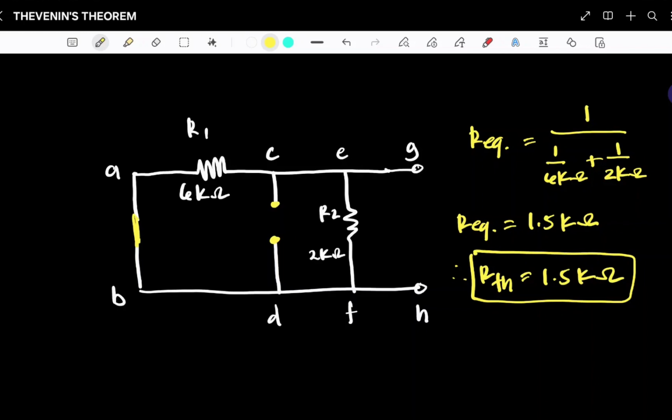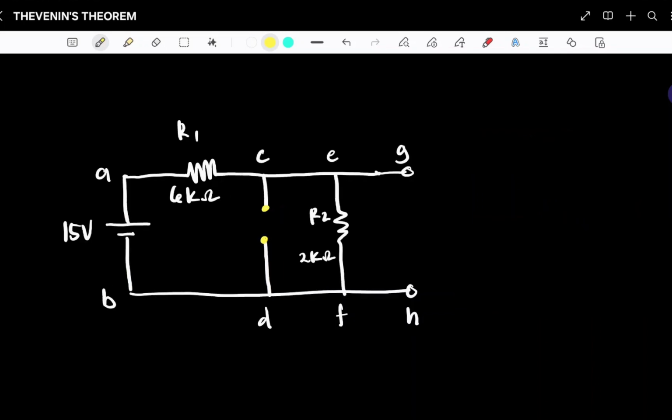Next step is to find the Thevenin voltage across the open terminals G and H. To find the Thevenin voltage, we use superposition theorem. The Thevenin voltage is equal to the sum of the individual voltages due to the individual sources. We first solve for the voltage due to the 15 volt voltage source, and we call it V1.